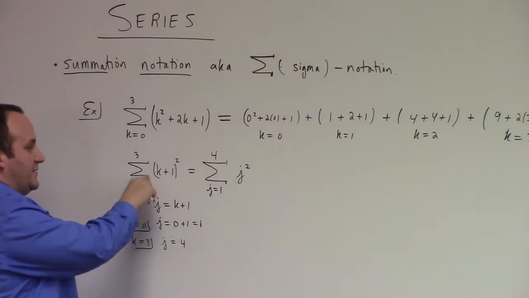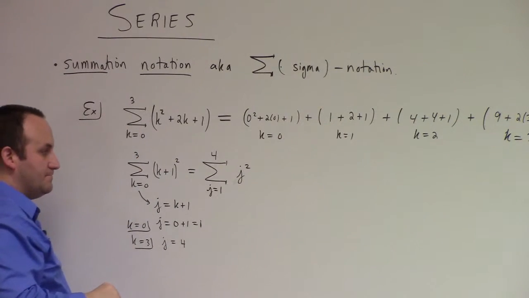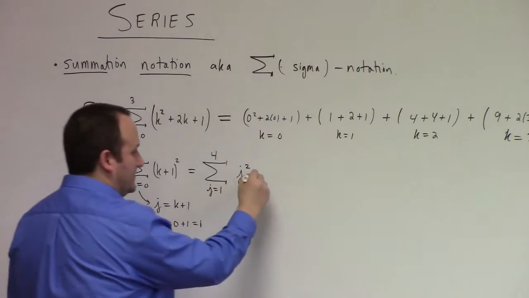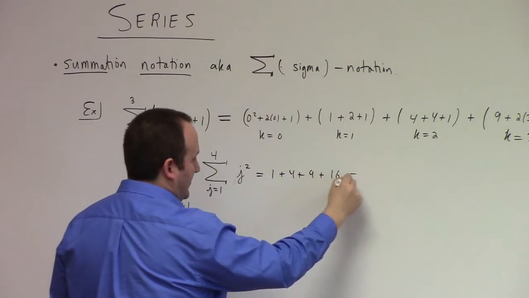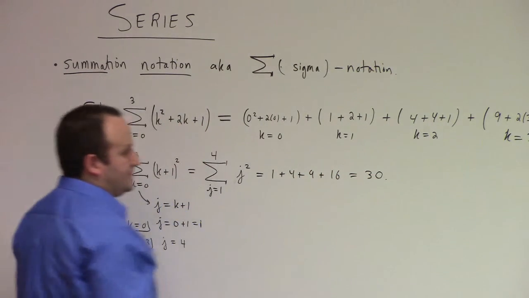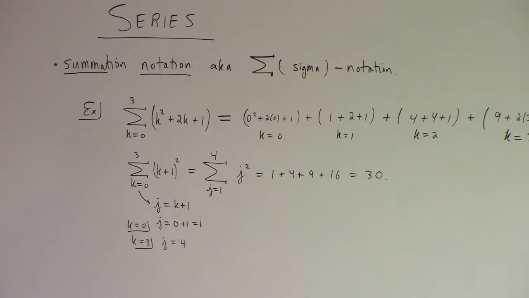This is the lower bound. That's the upper bound of the finite sum, right? Anyway, this gives you what? 1 plus 4 plus 9 plus 16, which is 30. I hope. Yeah, okay.